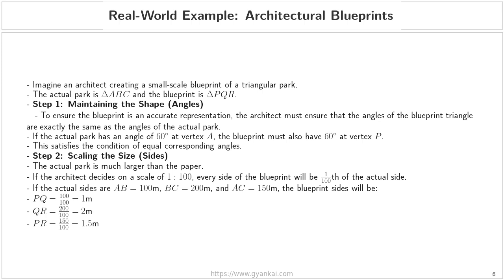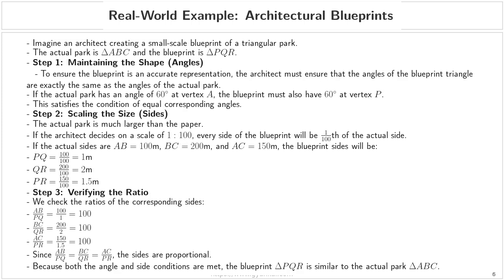PQ equals 100 divided by 100, which is 1 meter. QR equals 200 divided by 100, which is 2 meters. And PR equals 150 divided by 100, which is 1.5 meters. Finally, in step 3, we perform the verification of the ratio. We need to check if the sides are truly proportional, as we discussed in the second condition.